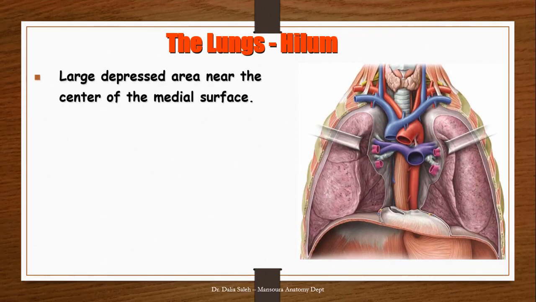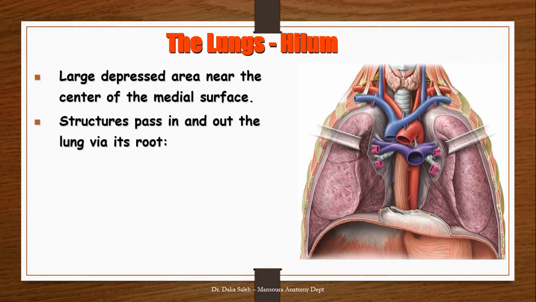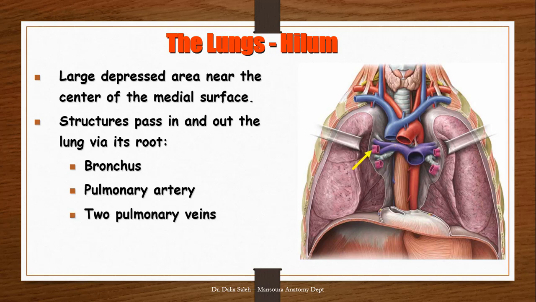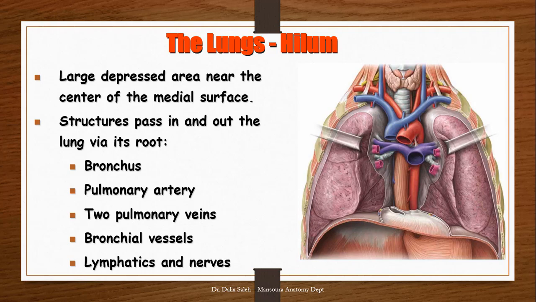The lung hilum is a large depressed area nearly at the center of the medial surface of the lung. It contains the structures that pass in and out of the lung via its root. So we have the main bronchus or the eparterial bronchus on the right side as well, the pulmonary artery, two pulmonary veins, superior and inferior, bronchial vessels, which lie behind the bronchus, and also lymph vessels and nerve fibers.